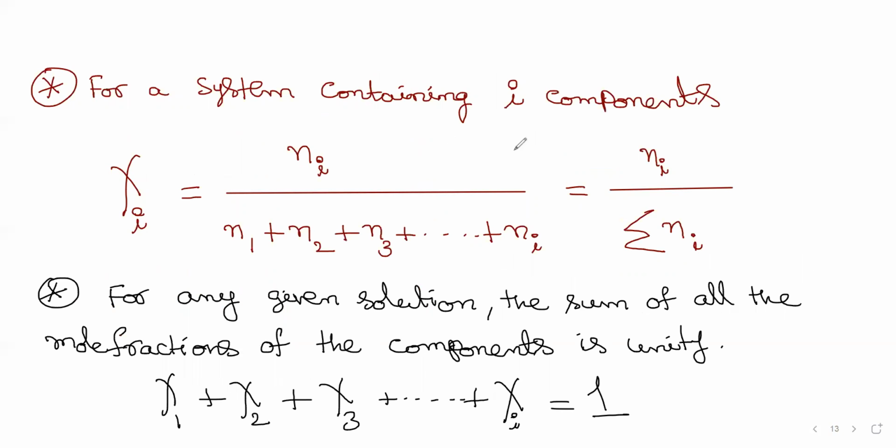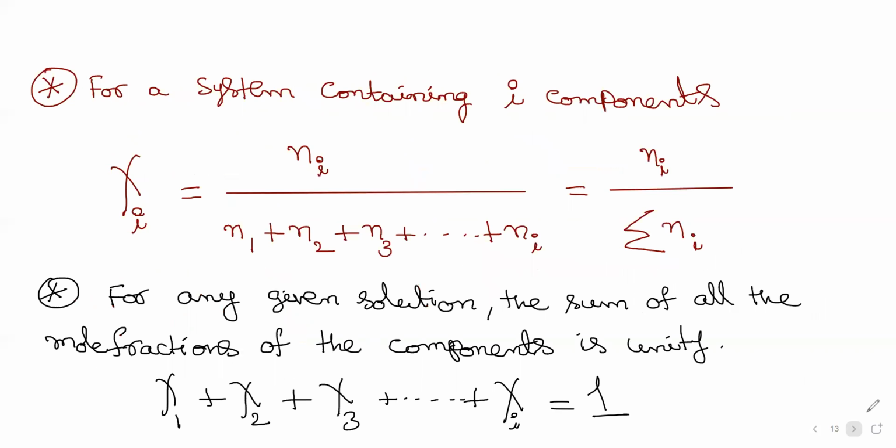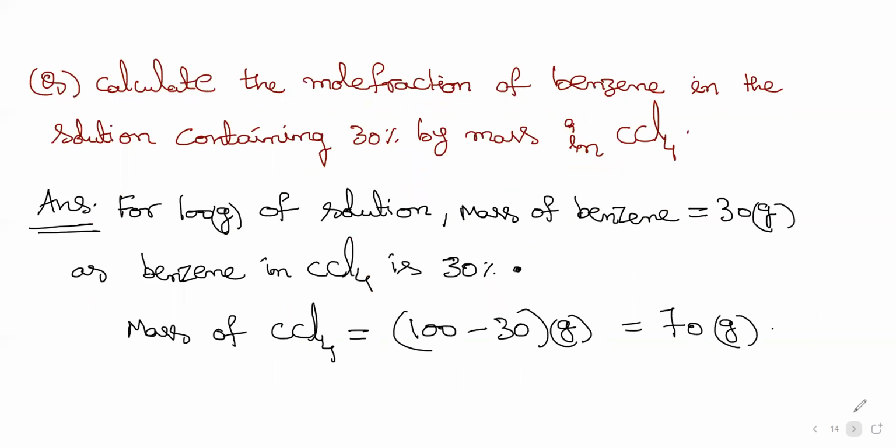Let's move on to the next slide. For a system containing I components, chi I is given by Ni divided by N1 plus N2 plus N3, and so on up to Ni. So Ni divided by sigma Ni, this is how you can write. For any given solution, the sum of all mole fractions of all the components is unity. If it is a binary system, chi A plus chi B is equal to 1. If it is a multi-component system containing I components, then the sum of all individual mole fractions goes to 1.